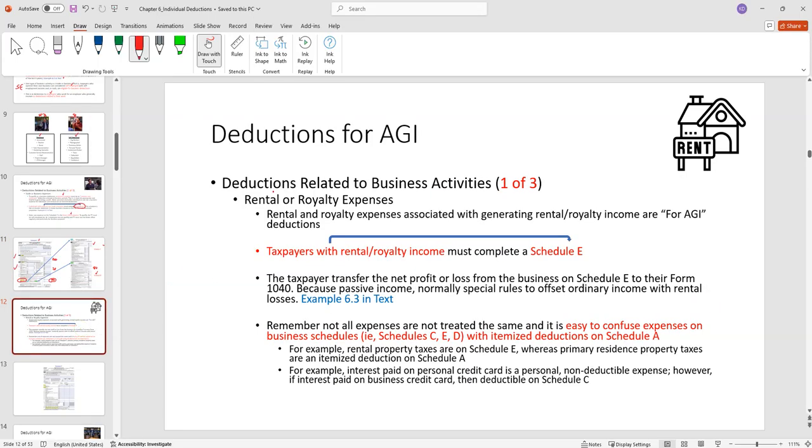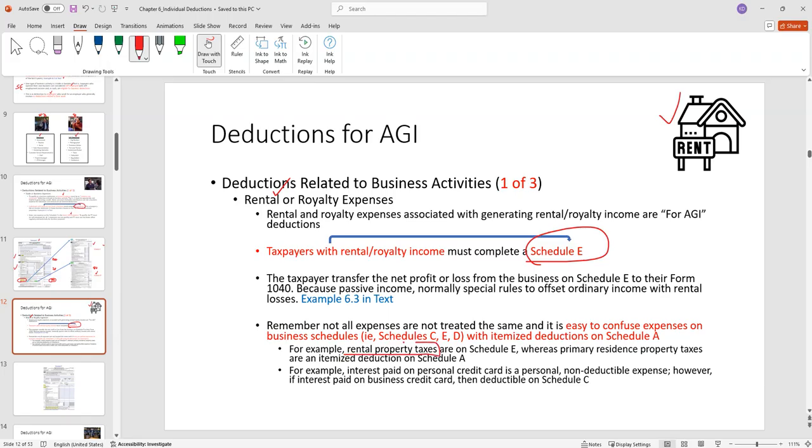Similarly, rental or royalty income, right? If you're a landlord, for example, and you rent out a property, you would file a Schedule E, and it would essentially be a similar thing: an income, and your expenses related to the rental. Those expenses would happen before you establish AGI. One thing you have to be aware of is you always have to look at the facts and circumstances.